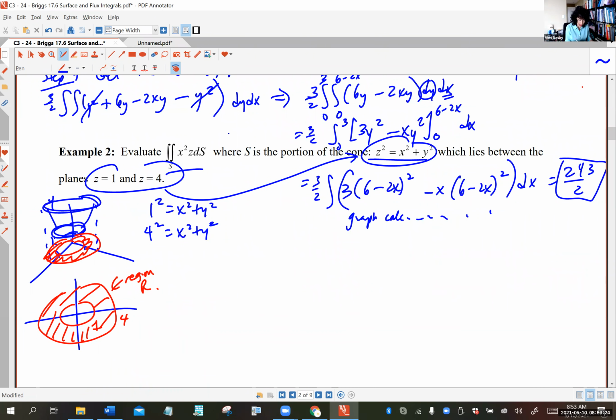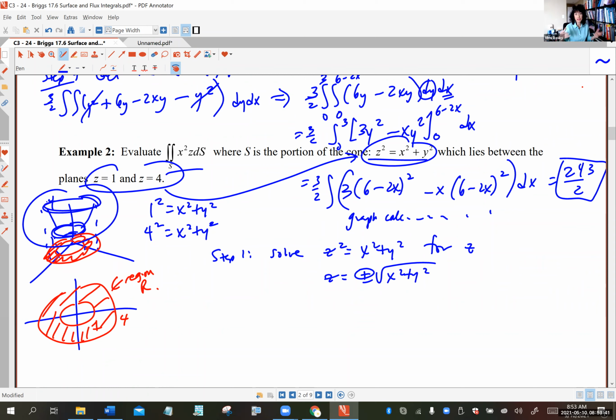Okay, but before we do that, step 1, solve z squared equals x squared plus y squared for z. Well, that's easy because we'll get plus or minus the square root of x squared plus y squared. But we're only going to choose the plus because we're taking the z cone portion that's above the xy plane. That's positive. So I'm going to rewrite this using exponents because this z is our little g in the theorem. That's the surface.